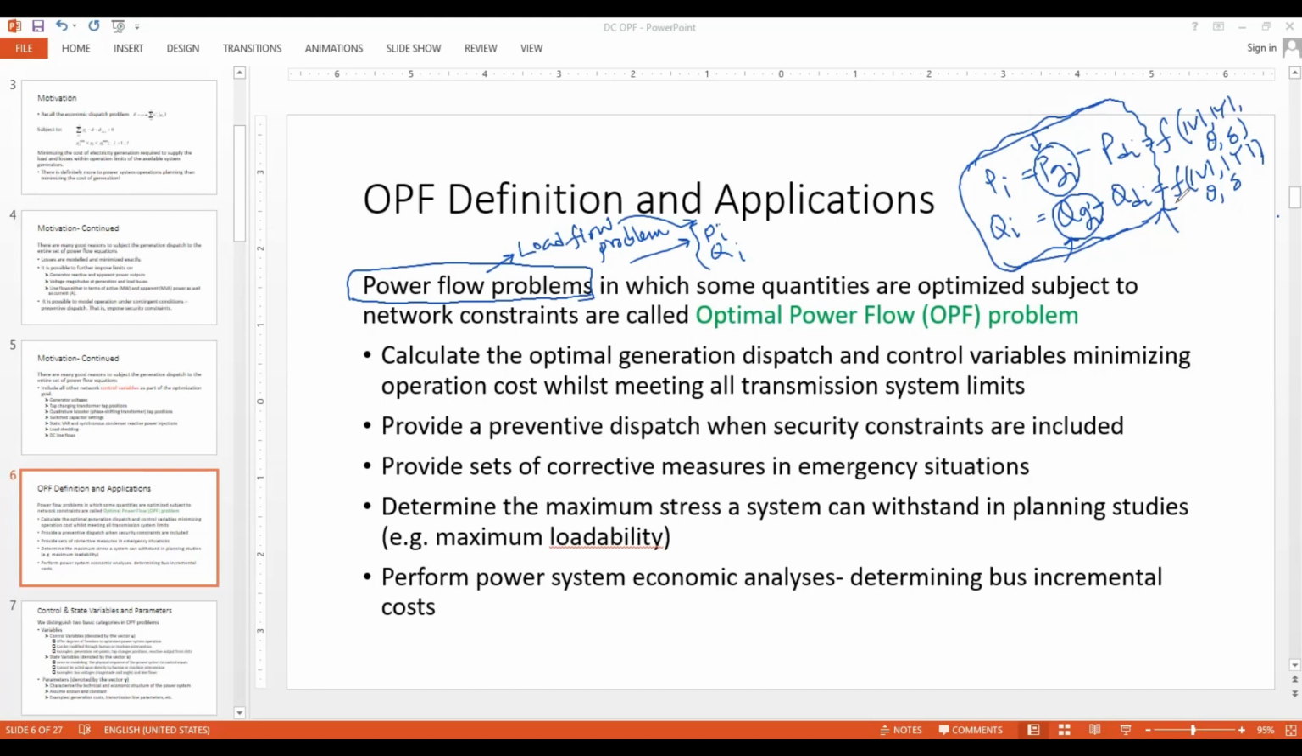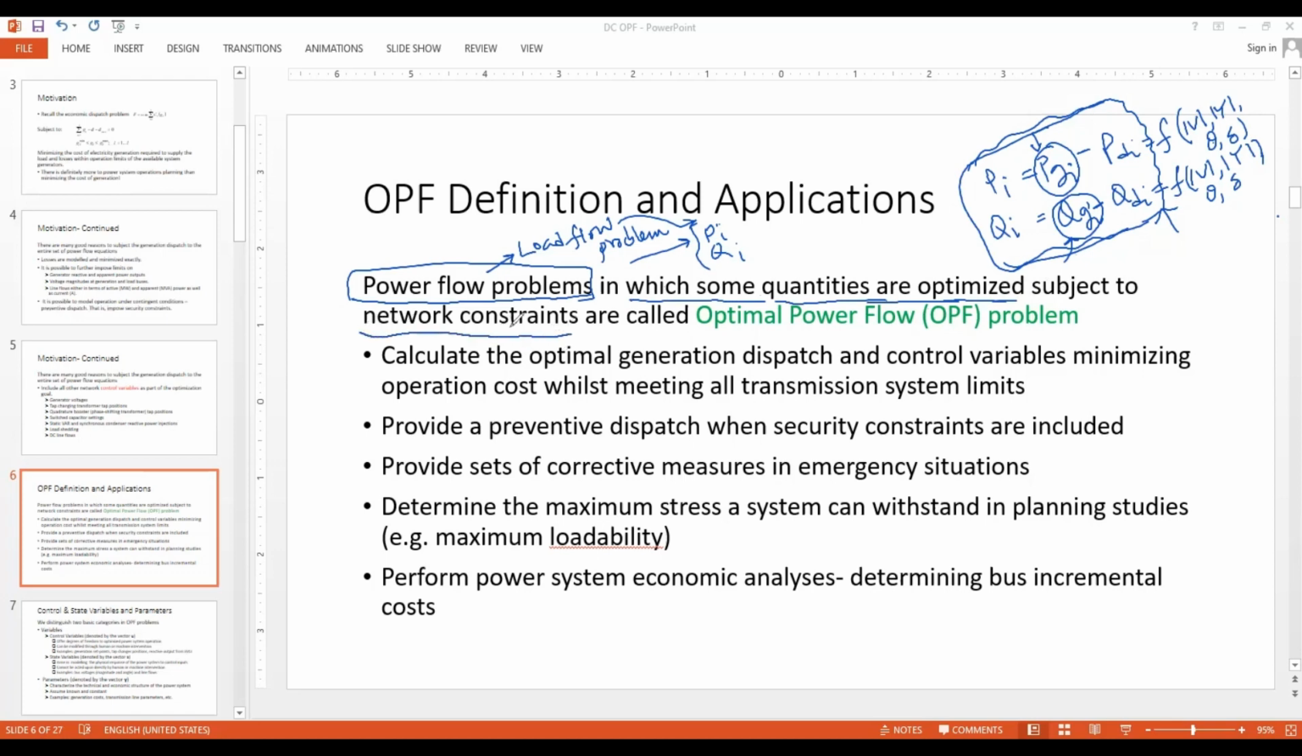So the basic difference between the OPF, optimal power flow, and the conventional power flow lies in the fact that in the optimal power flow, we must think about some sort of optimization. And this optimization should be done, of course, by satisfying some constraints.